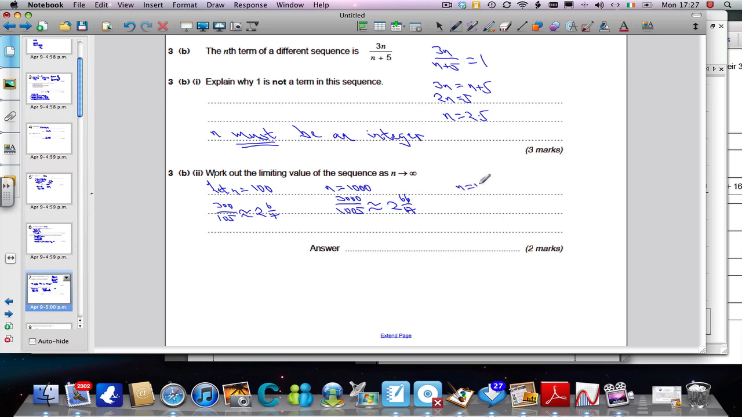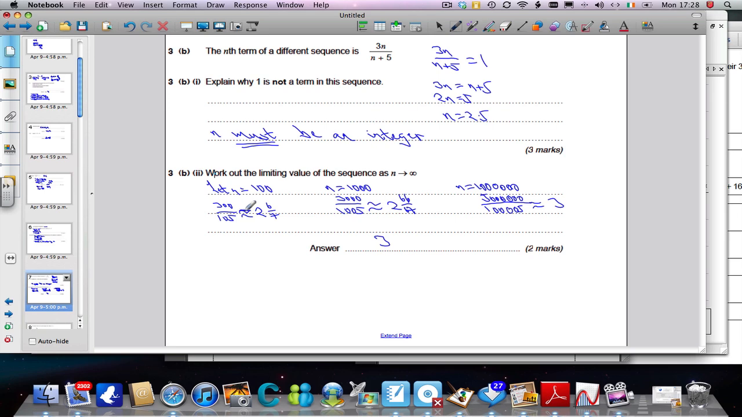Well, suppose n was equal to 1,000,000. 1, 2, 3, 4, 5, 6. We would end up with 3 million over 1 million and 5, which is really close to 3. So as n gets bigger and bigger and bigger, the answer seems to be getting closer and closer to 3, and that is the limiting value or the limit of the sequence.